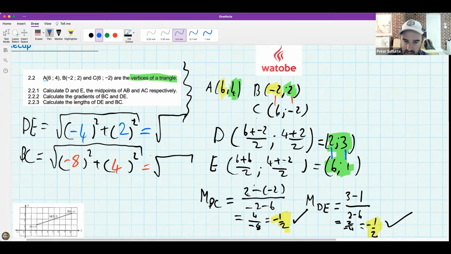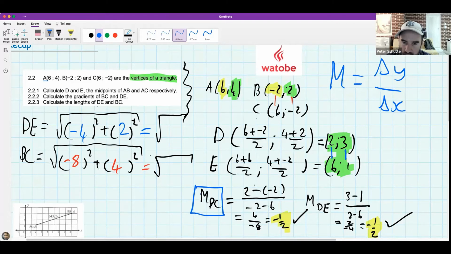While students are finishing that, let's just go back. So in BC, the important bit about gradient, and this is really important, we spoke about this in the last lesson, is it's change in y over change in x. So when I look at the gradient of BC, I need to find the points B and C, and I'm going to start by looking at the y things because they're on top. So if I go 2 minus -2, I get 4. So that's important. And then on the bottom, I've got the x, and then I go -2 minus 6, which gives me -8.